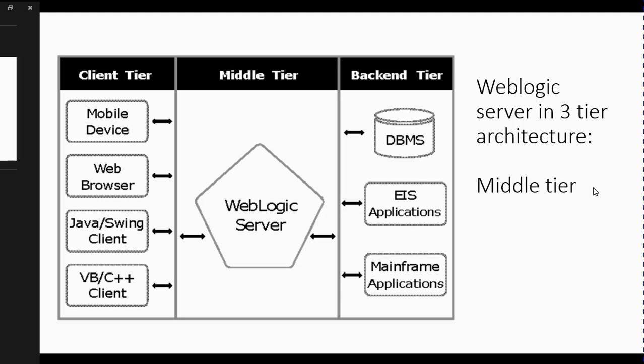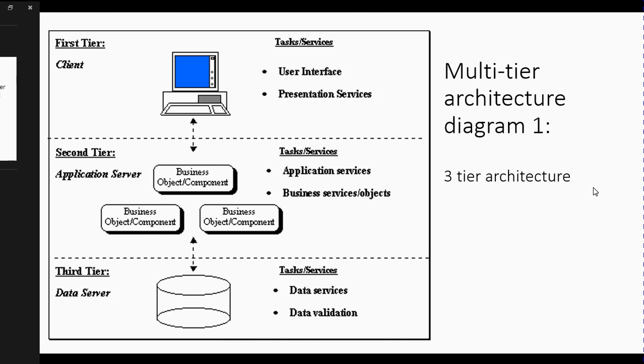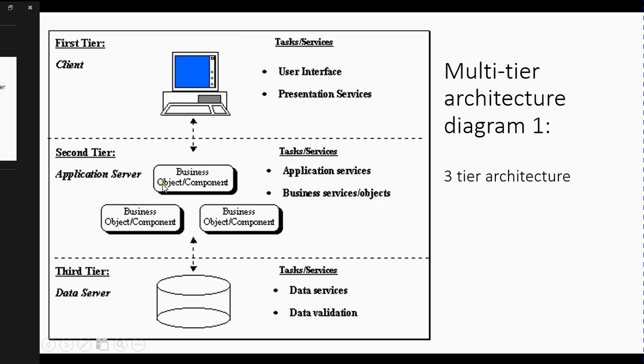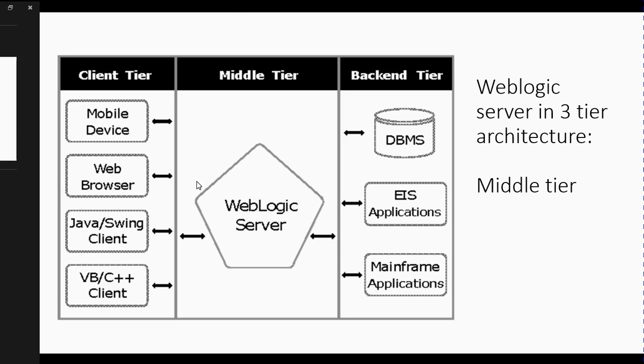So in terms of the 3-tier architecture, we are looking at the second tier, which is the middle tier, and this is where the WebLogic server resides. If you look at this model, it's the same thing: first tier, middle tier, and then the back end tier, which is the database. So this is where you have the WebLogic server.